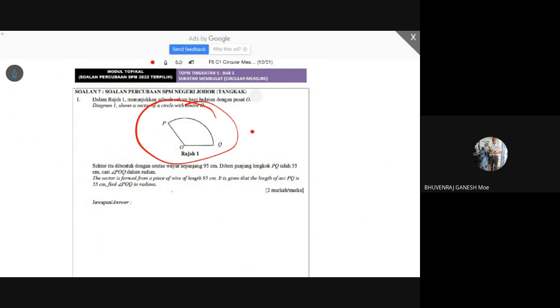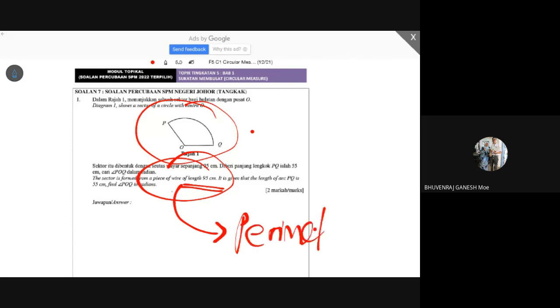Okay, so we look back at the question. Piece of wire length 95 cm. Can you tell me guys, piece of wire ni menggambarkan quantity apa? Very good, Tarun, perimeter. Always when they talk about wire, it's always about perimeter guys. Bila kamu nampak dawai sahaja, soalan nak kaitkan dengan perimeter. That's all, nothing else.